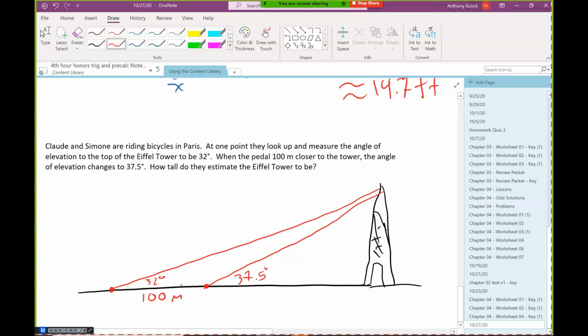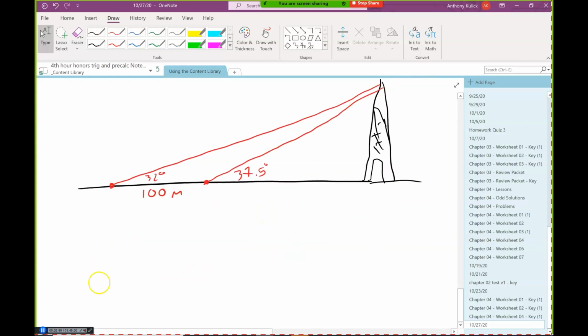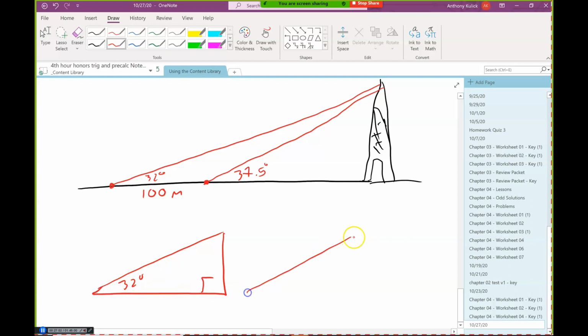How many right triangles do you guys see? I see two. I see one that looks like this. And I see one that looks like this. Everybody agree with that?